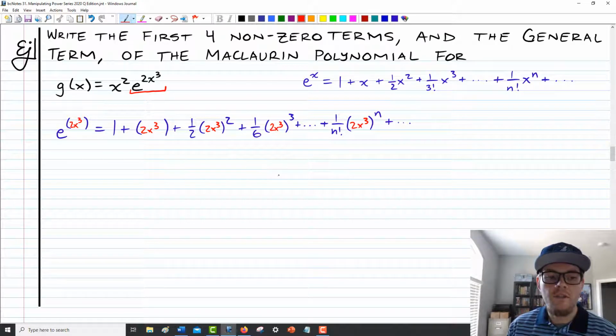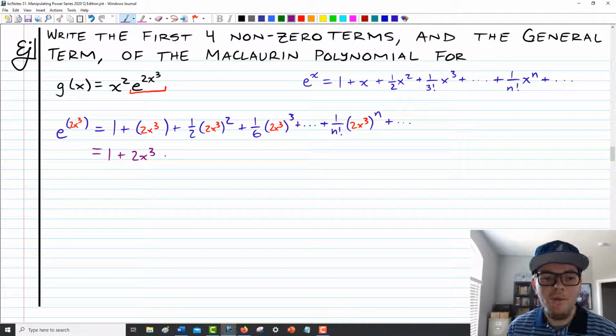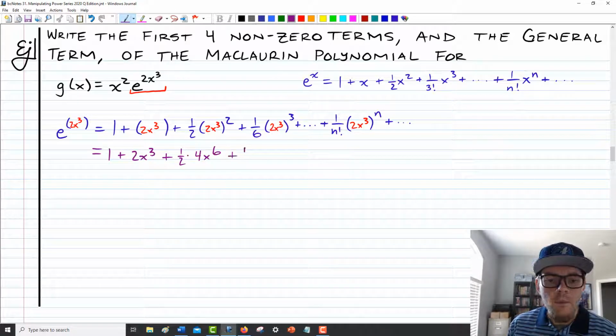So we're going to get 2x cubed. So now having done that, let's combine those two together. That's going to give us 1 plus 2x cubed. The first two terms are pretty easy to work with. On this next one, we'll have 1/2 times 4x to the 6th, so we'll have to simplify it. We can do that. Plus 1/6 times 2 to the third is 8x to the 9th. And then plus dot dot dot.